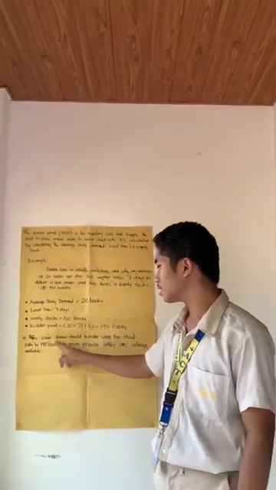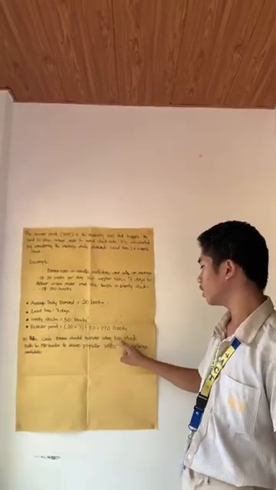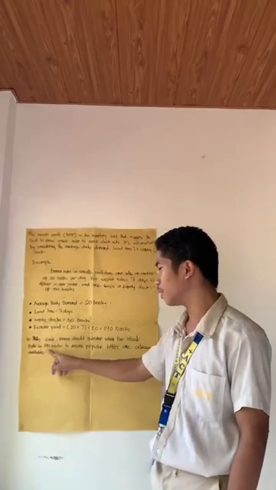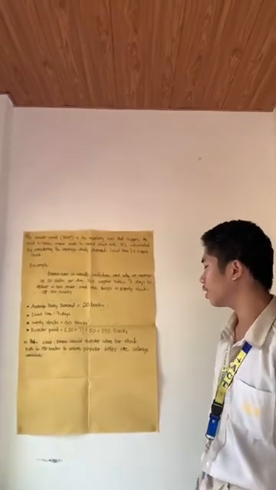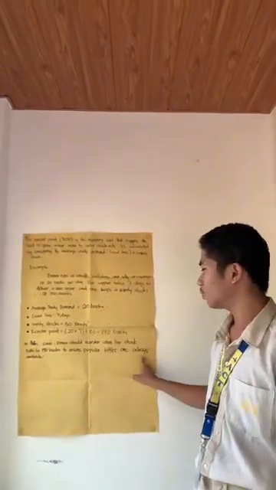And in this case, Emma should reorder when her stock falls to 190 books, to ensure popular titles are always available.